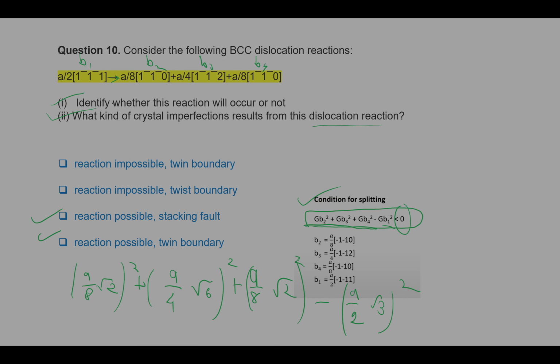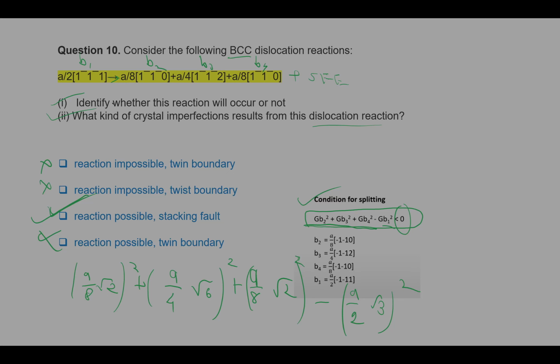Both will be correct answers. Then here you can see it is a BCC dislocation reaction, so stacking fault energy is also possible. So this option is correct, not this one. These two are eliminated before itself, and the last option is correct: a reaction is possible and a stacking fault will be there. So this was the last question of our today's lecture.